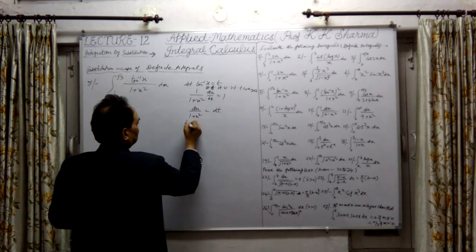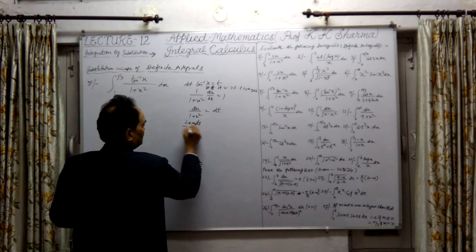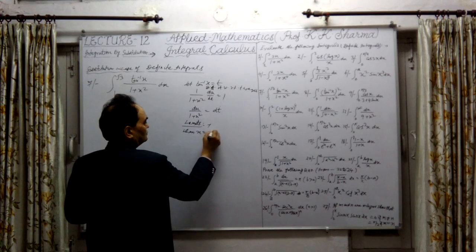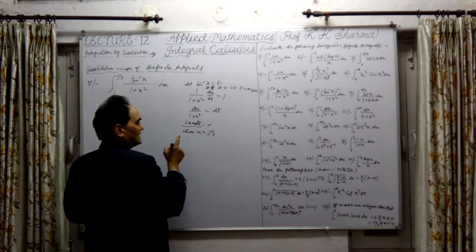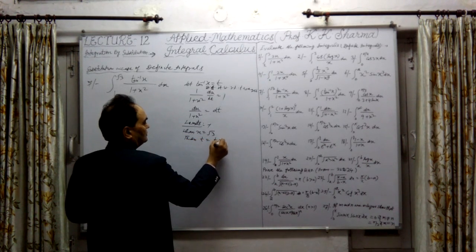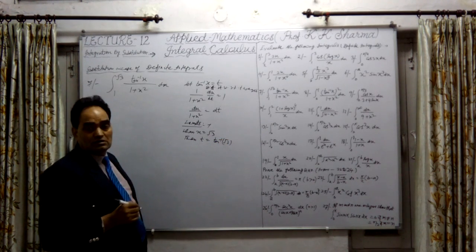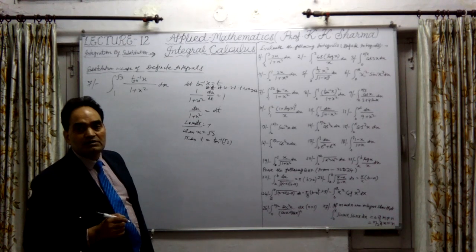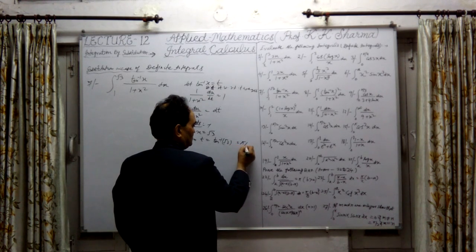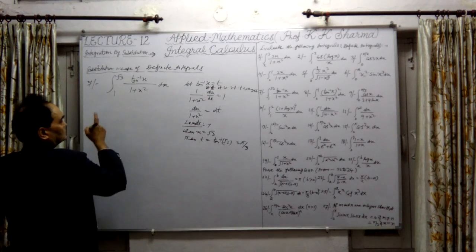Now the limits, let me substitute. When x equal to root 3, let me take the upper limit first, then t is equal to tan inverse root 3. Tan root 3 is for the angle pi by 3, that is 60 degrees. It is nothing but pi by 3.